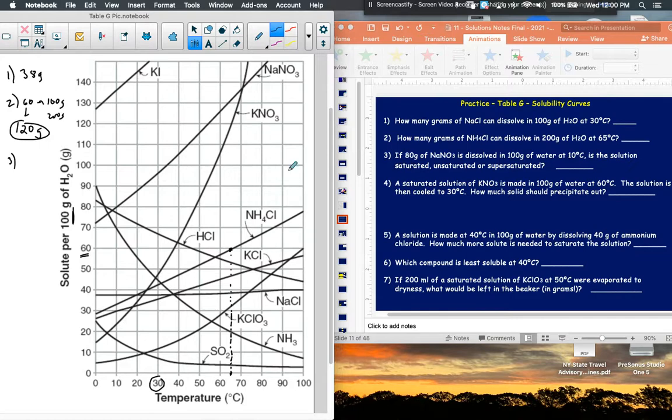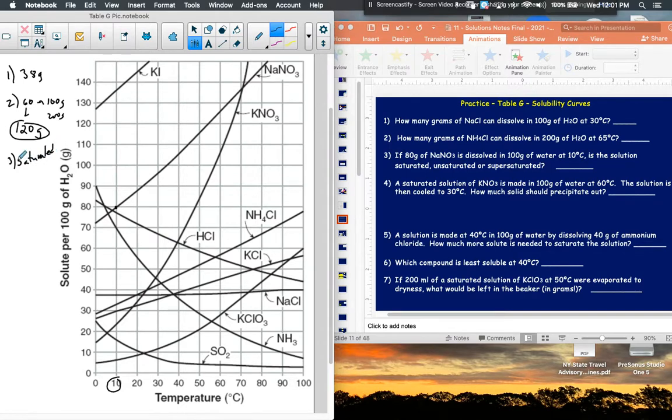So let's just take a look. 80 grams at 10. So I'm going to lock my eye here at 10. Again, I can probably get rid of all these extra lines here. Give yourself a break. Okay, we're at 10 Celsius. We're going to stay on that line and go up until we hit 80. And look at that. We are on the line of sodium nitrate. So that would make us saturated.